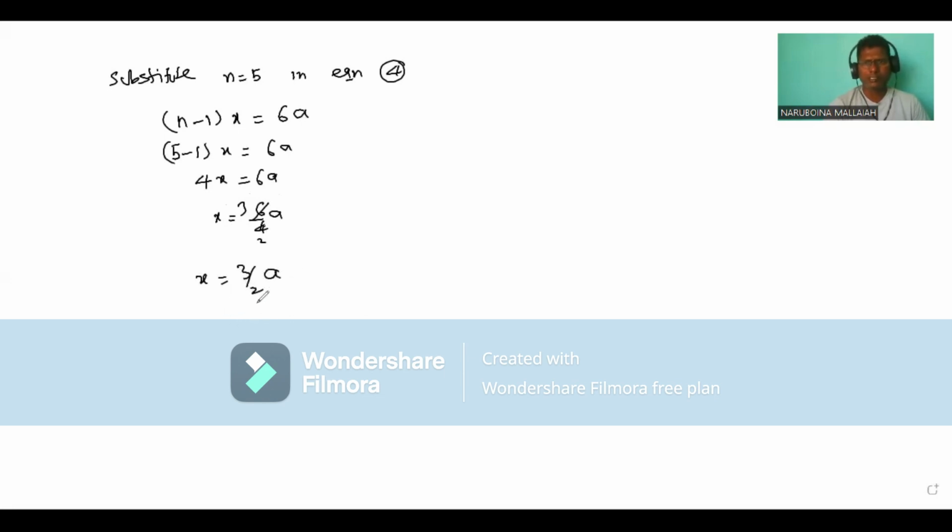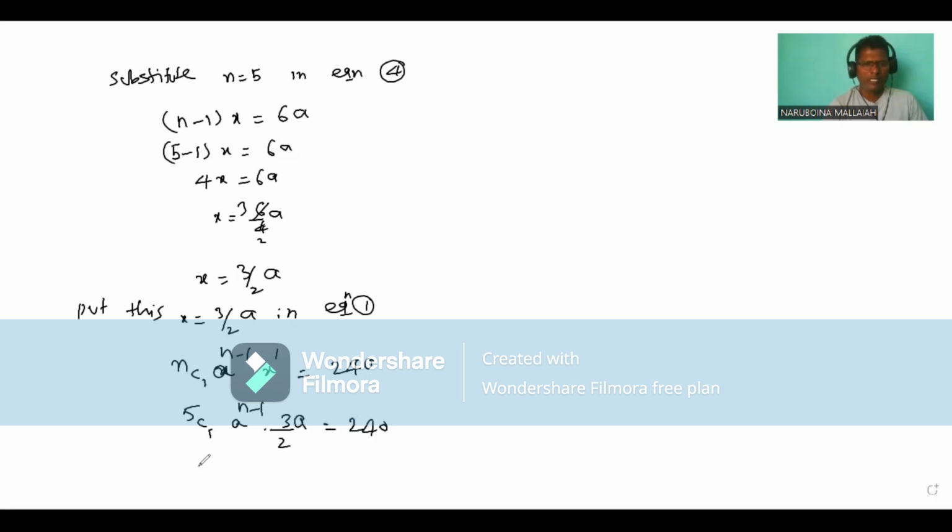Again, substitute this in equation 1. Put x is equal to 3 by 2 a in equation 1. Equation 1 is nC1 a to the power of n minus 1 into x to the power 1, that is the second part. So in this, n value is 5, so I am writing 5C1 a to the power of n minus 1 into x value, 3 by 2 a. This is equal to the second part. 5C1 is 5. Earlier I told you in the beginning lesson, 5C1 is 5.